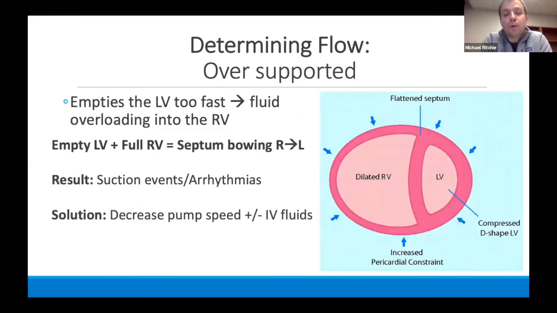If you over support them and just turn it up real high and try to get their cardiac index as high as you can, thinking higher is better than lower, you can actually empty the LV too fast, and it'll send all that blood to the right side, and you'll actually suck down the left side, and you can get what's called suction events, or it can cause arrhythmias because your LV gets so small because you're emptying it too quickly. So you have to find the right balance between leaving the LV too full and leaving it too empty.